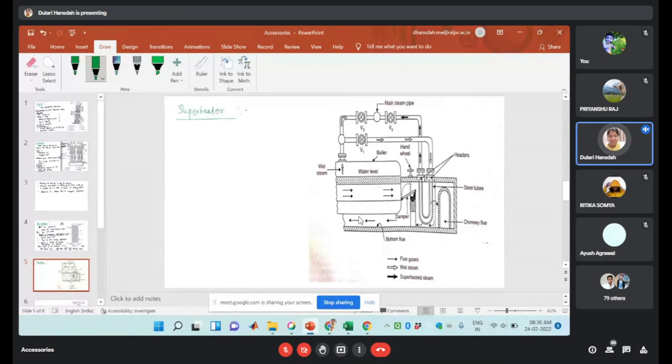So the function of the superheater is to increase the temperature of your steam above the saturation point. Whatever steam is generated, that is your wet steam. That wet steam temperature will be increased by taking the heat of the flue gases, which would otherwise be exhausted to the atmosphere. So the superheater is a very important accessory for the boiler. This superheater can be used in the case of the fire tube boiler.